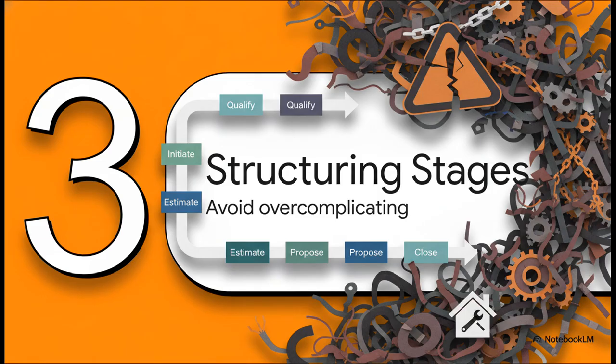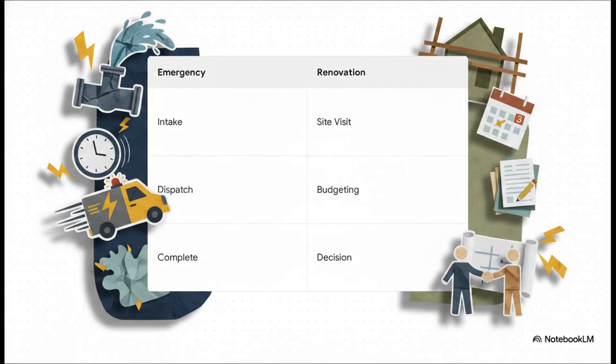Section 3. Structuring your stages. Now that we know what a pipeline actually is, we have to build one. But you've got to avoid creating this overcomplicated monster. Think about two completely different types of work. Emergency work, like a burst pipe in the middle of the night, is incredibly fast. Intake, dispatch, complete. Boom. But a long-cycle renovation is much slower.